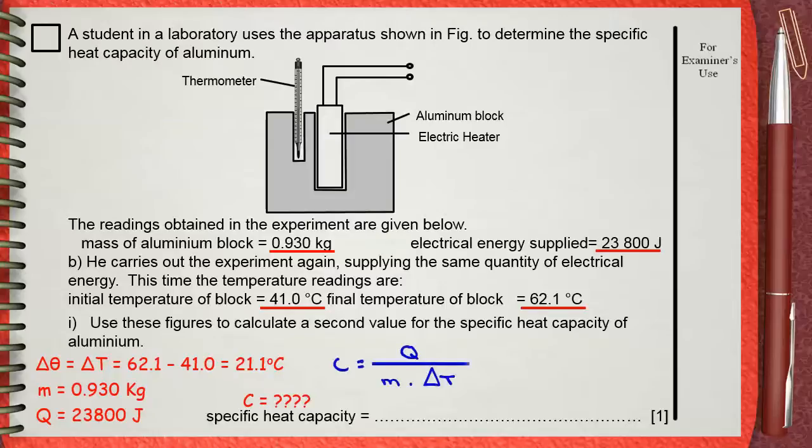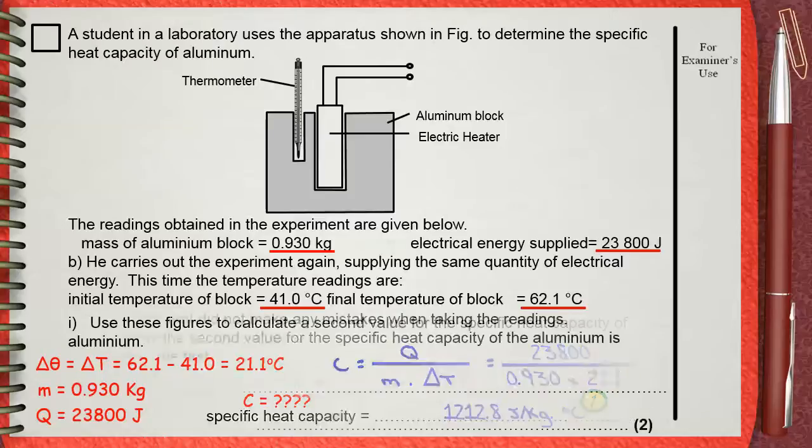C equals Q divided by M times delta T. This equals 23,800 joules divided by the mass 0.930 times 21.1, which is the change in temperature. This gives a different answer than A. Now the specific heat capacity is 1,212.8 joules per kilogram degree Celsius. This question is only for 1 mark. No marks for the steps because you already did this before.